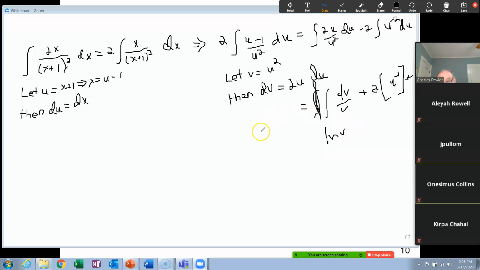Then go back and substitute what v is. v is u squared, so that's log of u squared. You don't need absolute value bars there. Then you go back and see, well, what is u? It's x plus 1, so it's log of x plus 1 squared plus 2 times x plus 1, 2 over x plus 1, basically, okay, plus c. And that is your answer to number 6. 2 times log of x plus 1, okay, plus 2 over x plus 1 plus c.